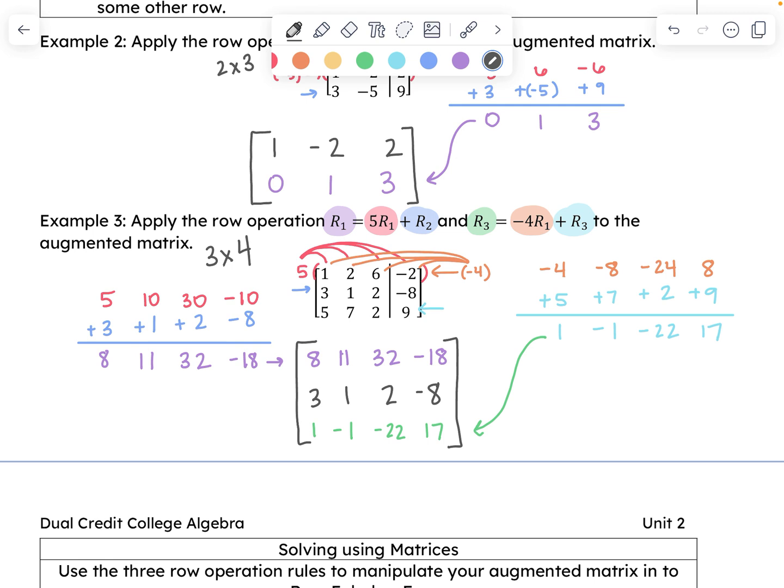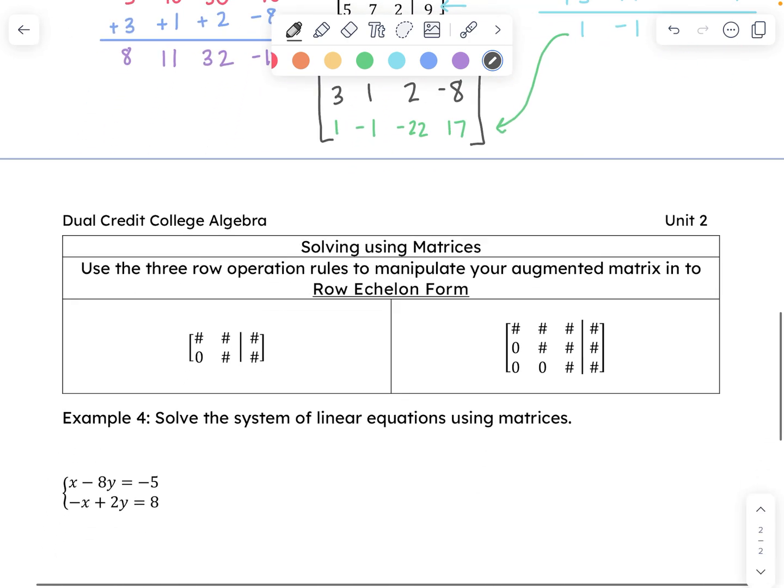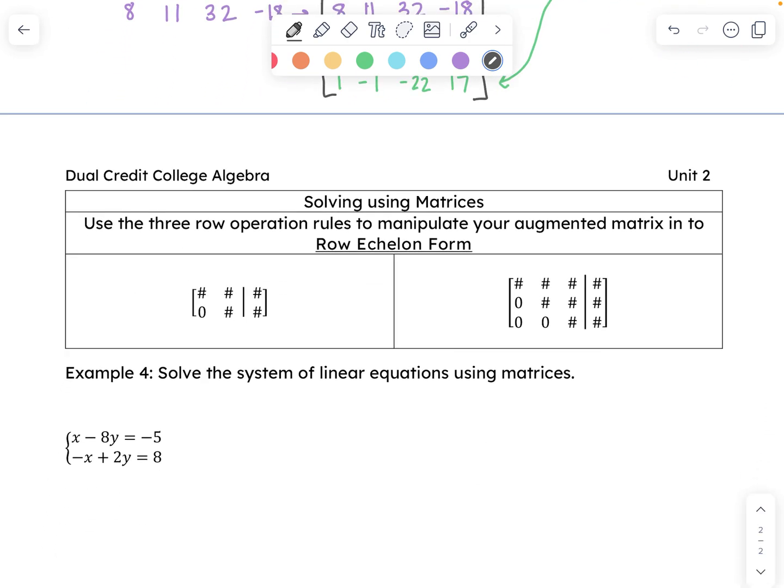So sometimes it'll specify row operations like this, and you just follow what row operations it gives you. But the whole point of row operations is to help you solve your equations. So when we're looking at solving using matrices, you use the three row operation rules to manipulate your augmented matrix into what we call row echelon form.